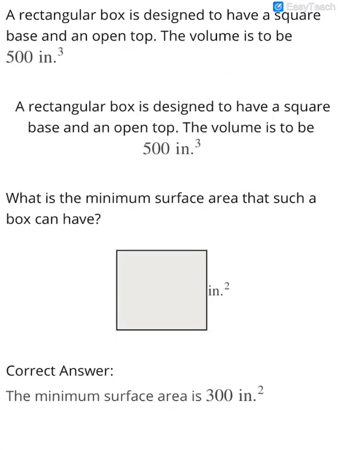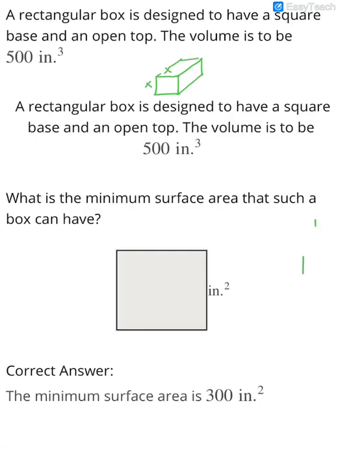My second one is an application problem. They tell us we have a rectangular box, and it's designed to have a square base. We don't know the dimensions of that square, but we'll just refer to them as x by x. And it has an open top, so it's not a cube. They do describe it as rectangular.